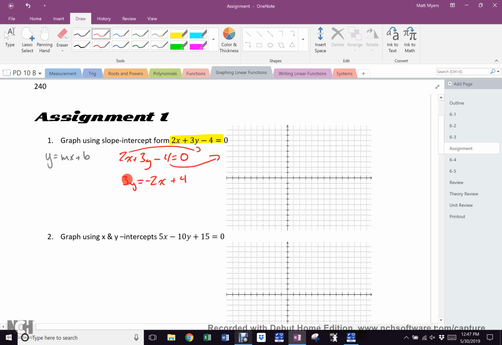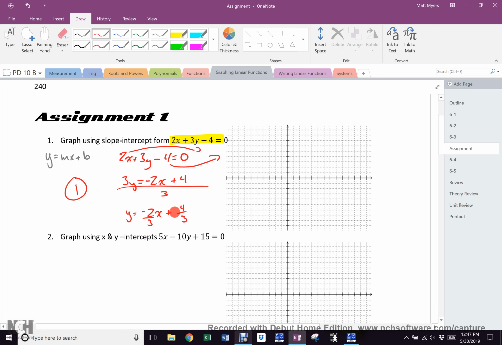Now how do I get rid of the 3? Divide by 3. Y equals negative 2/3 x plus 4/3. That gets you 1 mark because all you did was grade 6 algebra. Now I want you to graph it. Now here's where you actually have to understand what is going on.